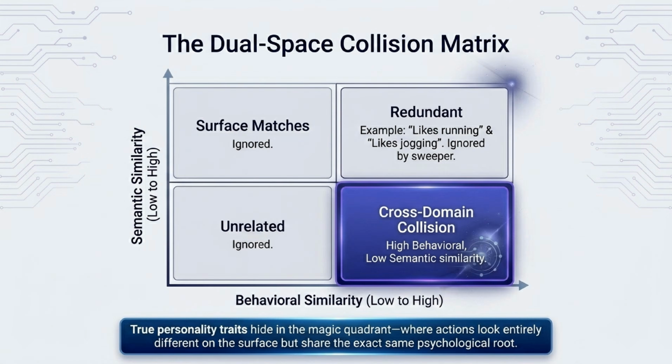We can plot this beautifully on a dual-space collision matrix. Semantic similarity is on the y-axis, behavioral similarity is on the x-axis. Surface matches and unrelated data are simply ignored. But the bottom right quadrant, high behavioral, low semantic, is where the magic happens. True personality traits hide exactly here in this cross-domain collision zone, where user actions look entirely different on the surface but actually share the exact same psychological root.